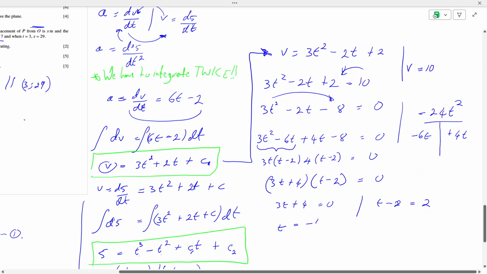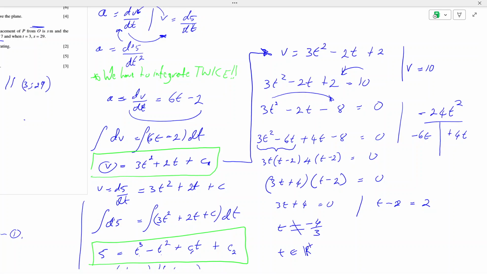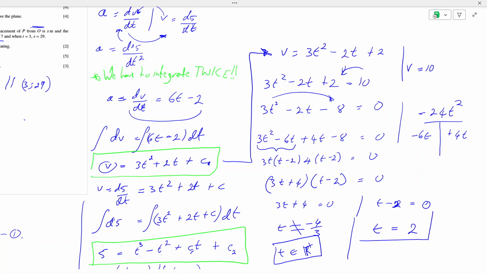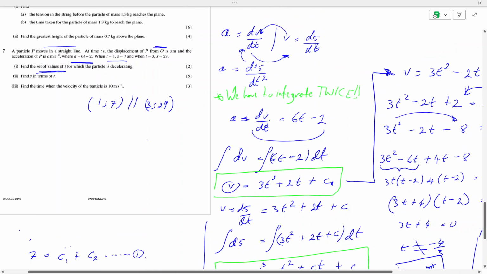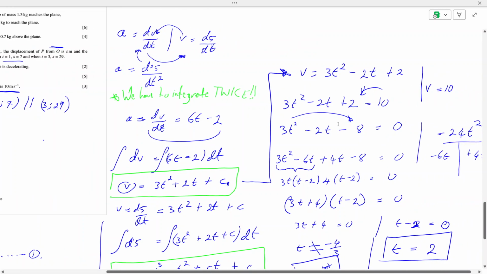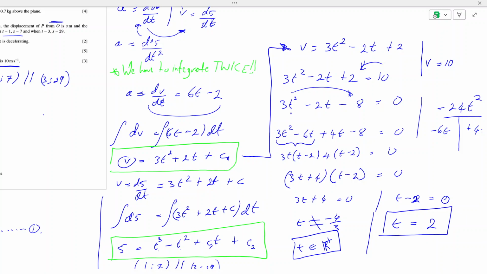t is equal to negative 4 over 3. But we know that that cannot be possible because t is an element of the positive reals only. Right? We know that. So whenever t is negative, we're going to discard this solution. Throw it away. Thus t is equal to 2. See, that's it. So that is the value. It says find the time when the velocity of the particle is 10. If you plug in 2 into this equation, yeah, you get your velocity as 10. That's how you can check.